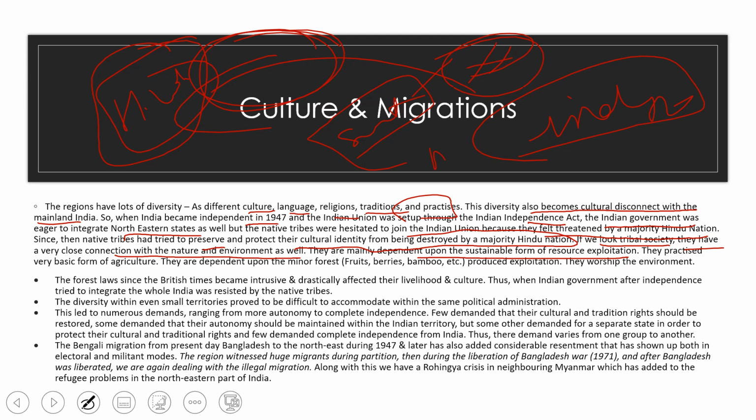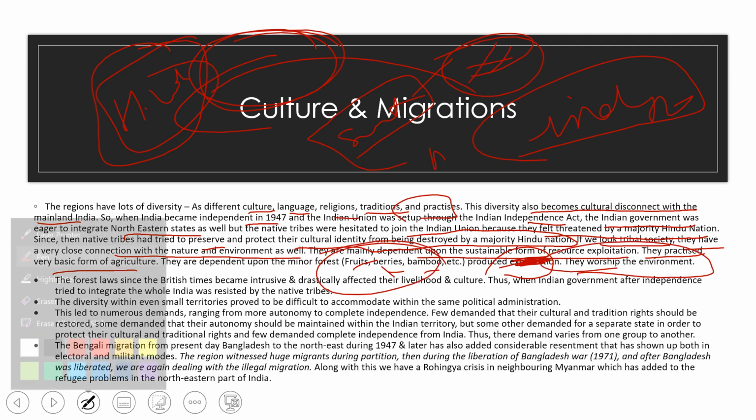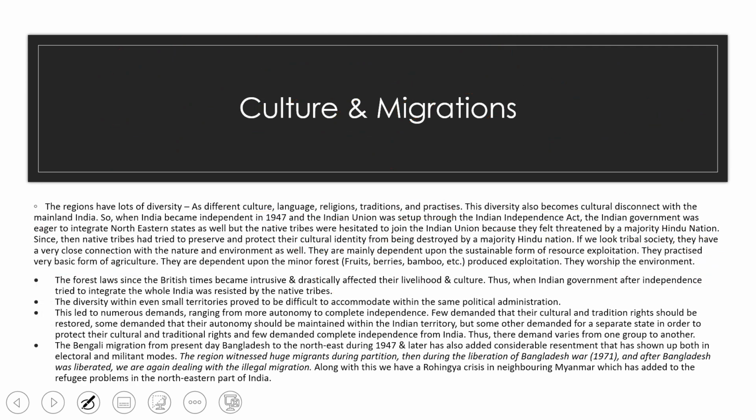They practiced, and one more important thing, a very basic form of agriculture. They are dependent upon minor forest produce like fruits, berries, bamboo and all, and some exploitation is required, don't think otherwise. So they depend on minor forest produce, and they worship the environment. They are completely dependent upon the environment. So the forest laws since the British time became intrusive and drastically affected their livelihood and culture.